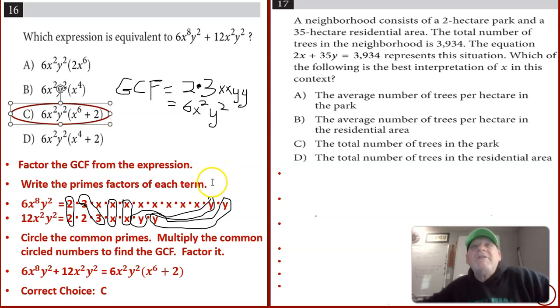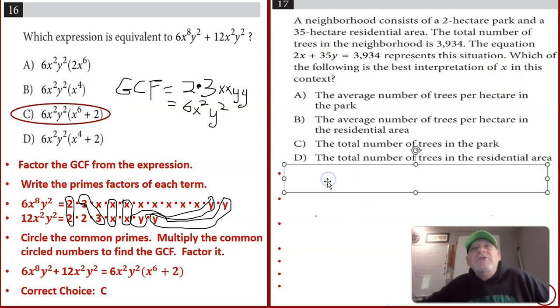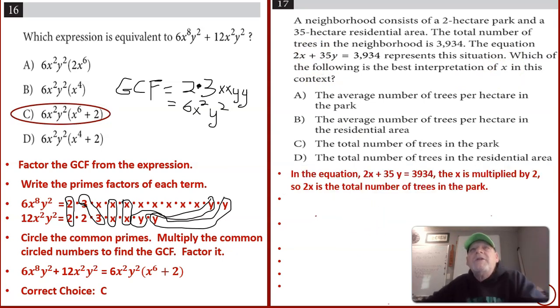Now we go to number 17. On 17, it's talking about that 2-hectare park, the 35-hectare residential area, and the total trees in both of them is 394. Then they use the equation 2x plus 35y equals 394. It wants to know, what does this x mean? So it gives you 4 choices. I'm going to start with D and eliminate them going up until I find the right answer.